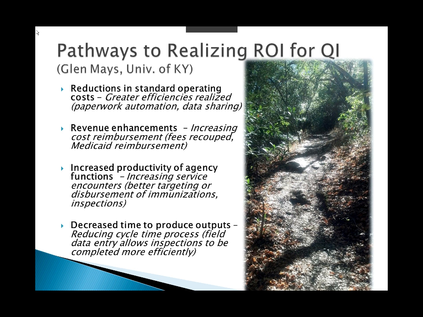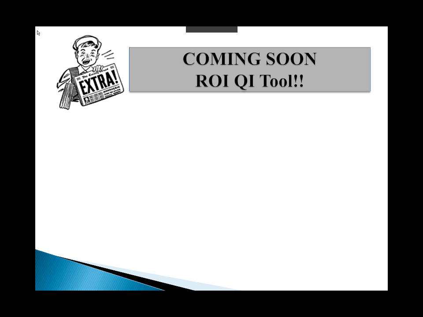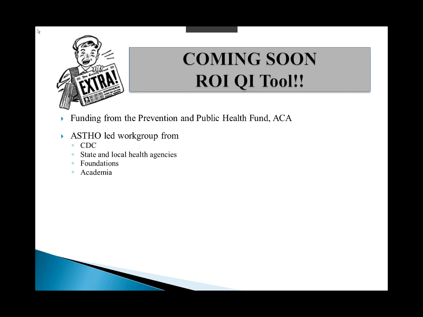related to QI. So it occurred to us that we need a practical tool a little over a year ago to help agencies calculate ROI. And one of the things we're announcing now is that currently undergoing beta testing is a very exciting effort through funding from the Prevention and Public Health Fund, ACA. ASTHO pulled together a work group along with our partners from CDC, our funders from CDC, state and local health agencies. Josh and Theresa are involved in this work group, foundations, academia.